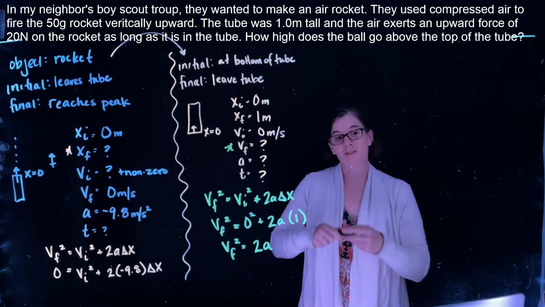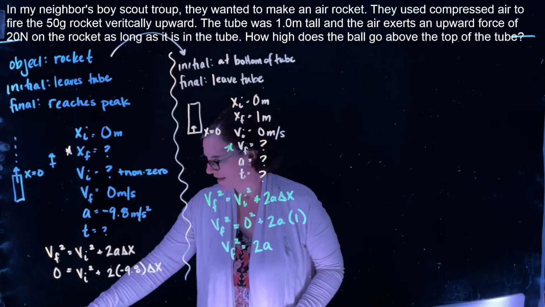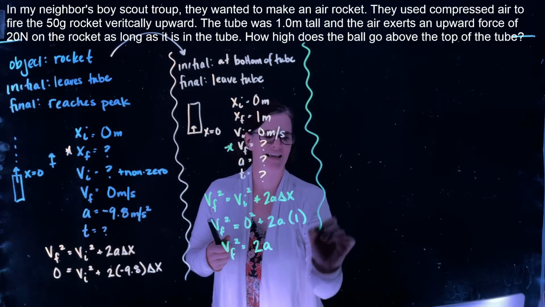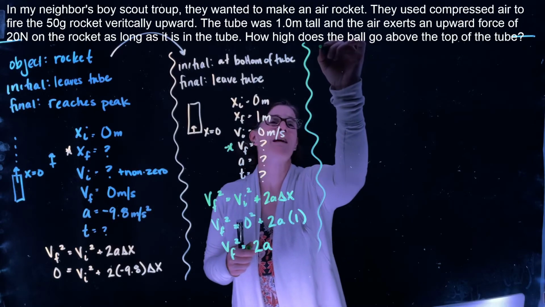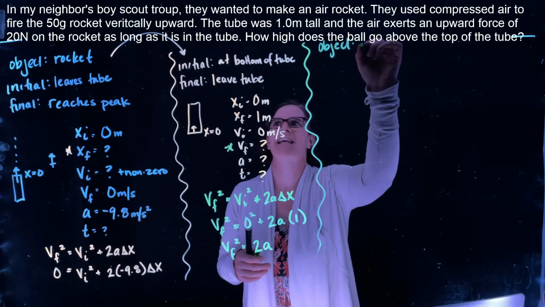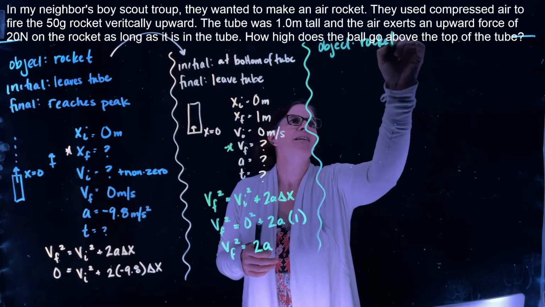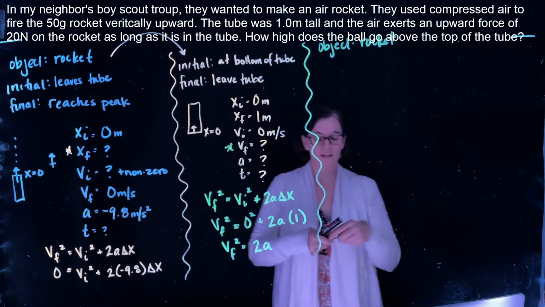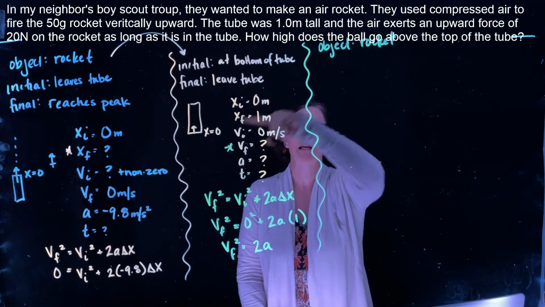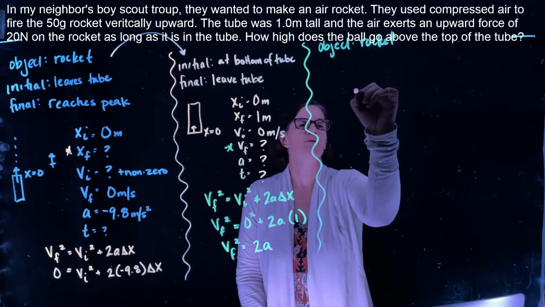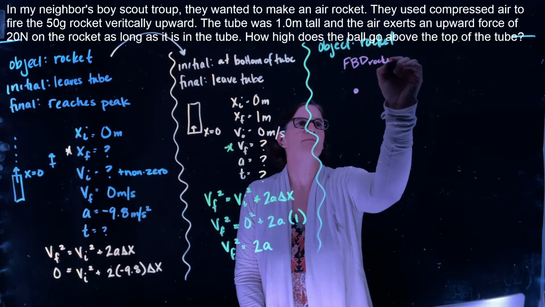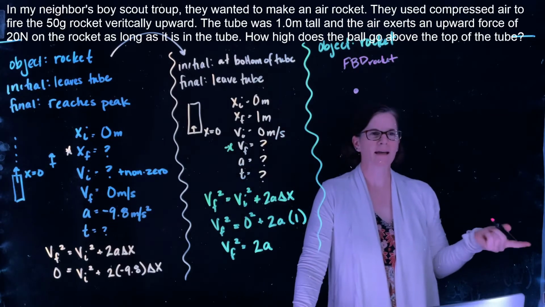Well, that acceleration is being caused by a force. So let's do a force analysis to see if we can get that acceleration. In a force analysis, I'm going to identify my object. Again, it's the same one, the rocket. We want to draw a free body diagram of that rocket in this chute, and think of the forces acting on that rocket.